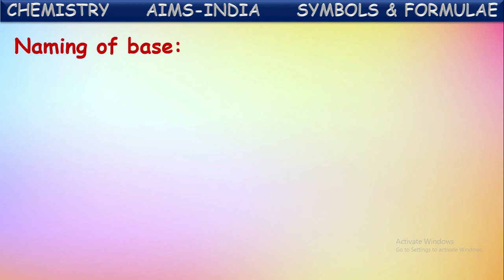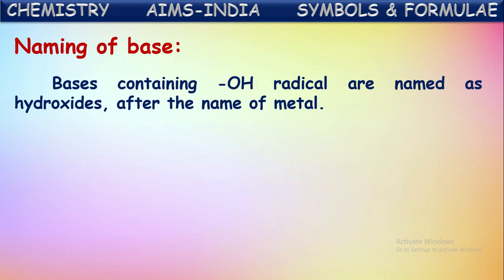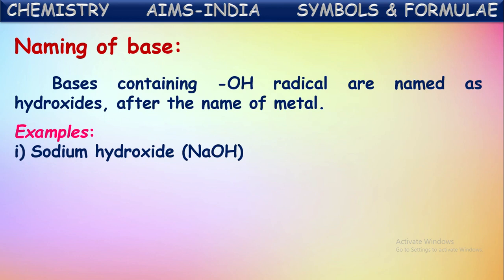Now, naming of bases. Bases containing the OH group or OH radical are named as hydroxides after the name of the metal present in the compound. For example, NaOH has a hydroxide radical. It can be named by putting hydroxide at the end of the metal element's name, sodium. Now it becomes sodium hydroxide.